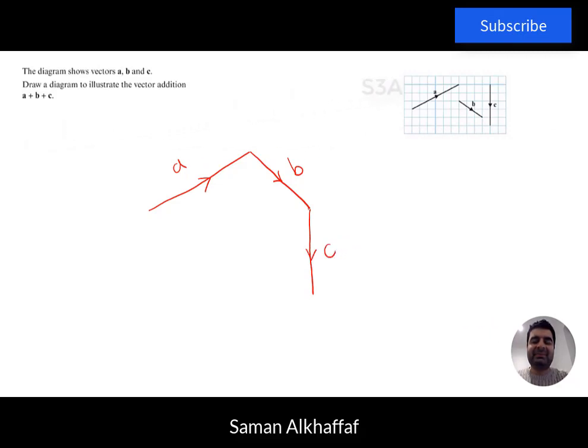Now, for us to find the addition of A and B, we can connect a dotted line in this direction, so that would give us A plus B. And now if we want to find A plus B plus C, we will have a vector going in this direction where it connects A to C, and this will be the addition of A plus B plus C, and this will be the solution for this question.